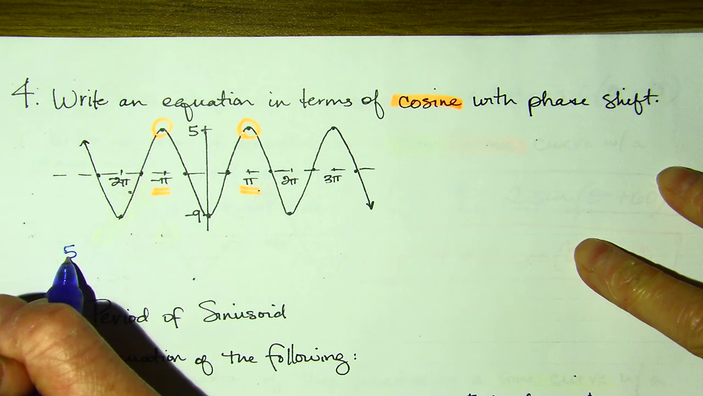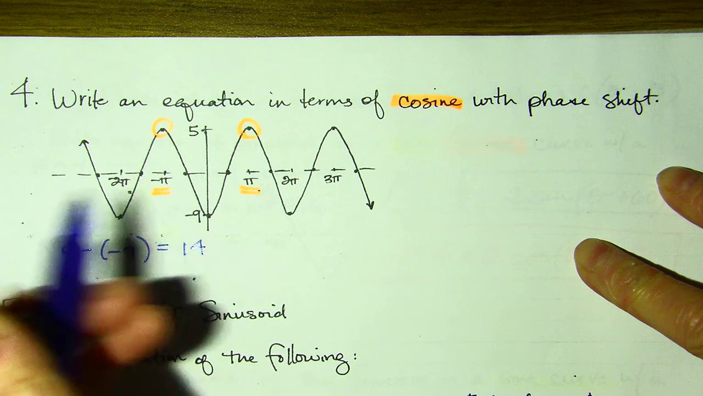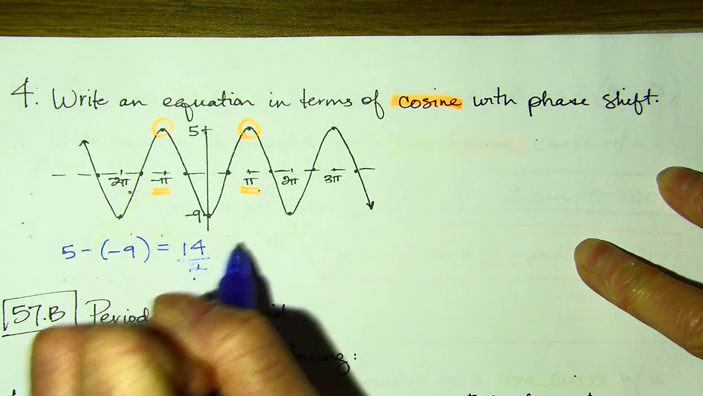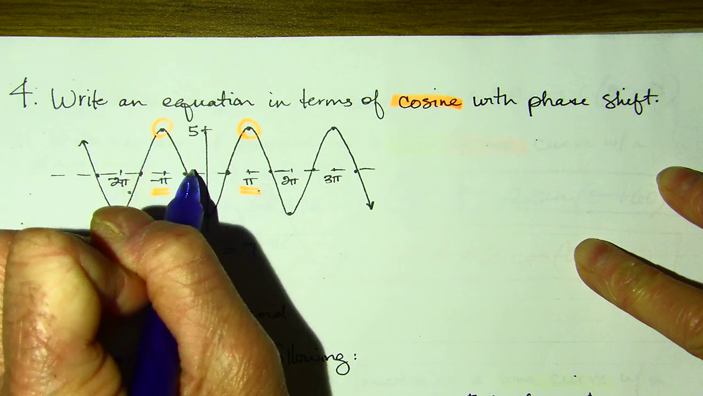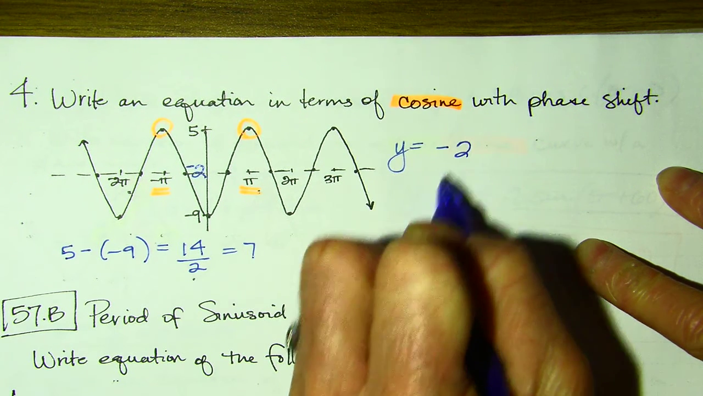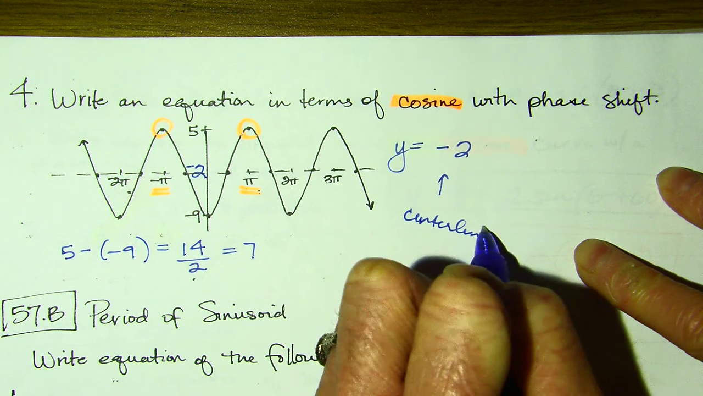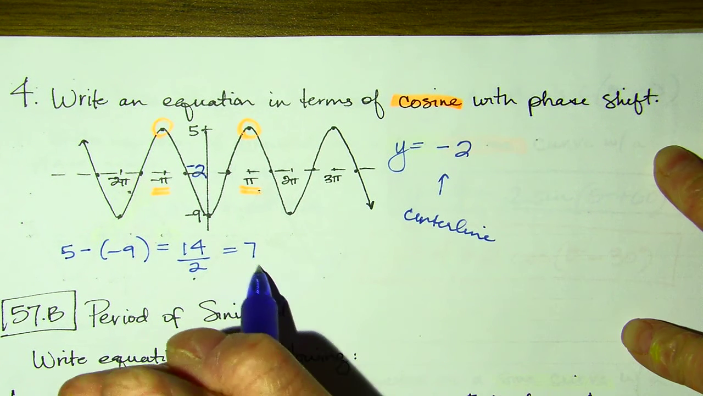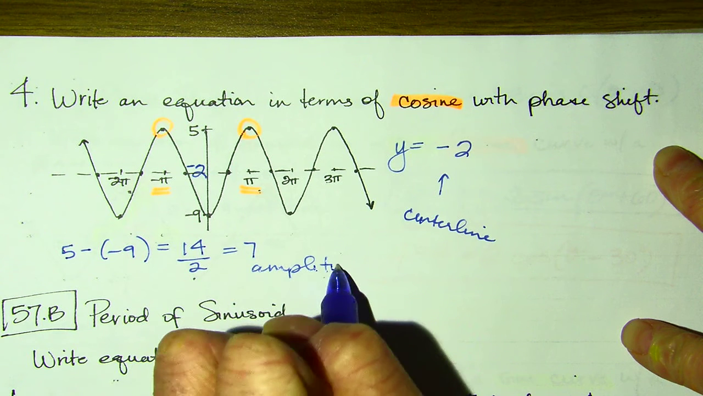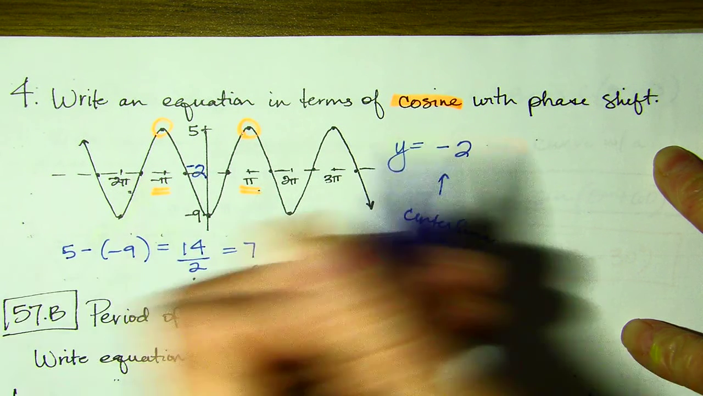Okay, so let's talk about my center line. It goes from 5 minus a -9. They are 14 units away. So in the middle would be 7 units. So this would be at -2. So y equals -2 because that is my center line. And that always goes first. This is my amplitude, because the center line is 7 units from 5 and 7 units from -9.